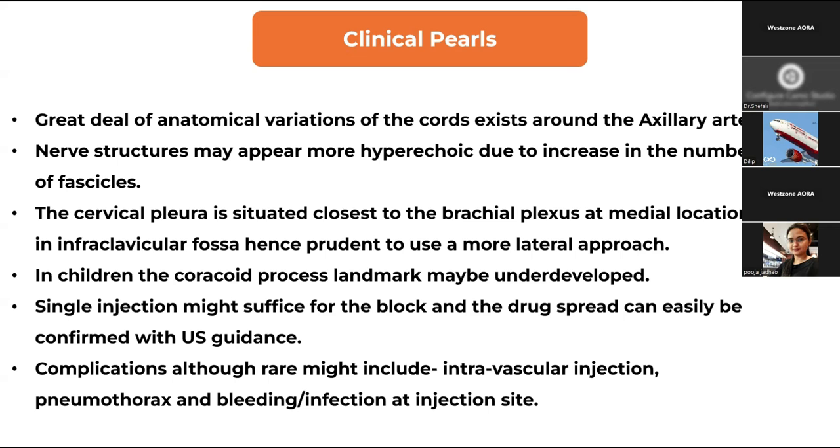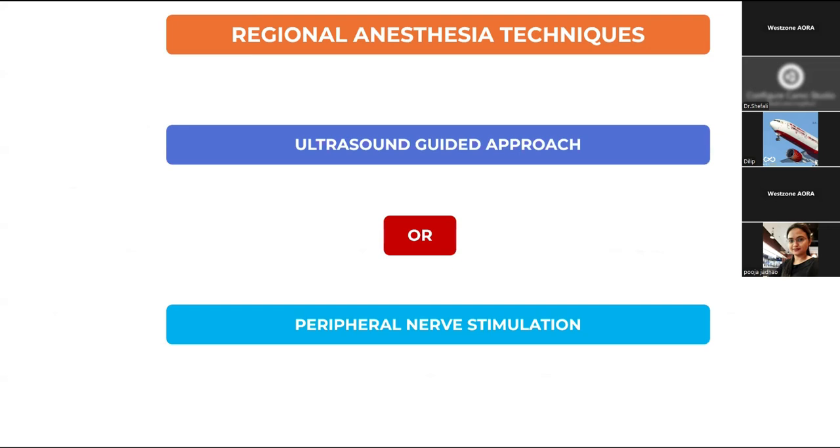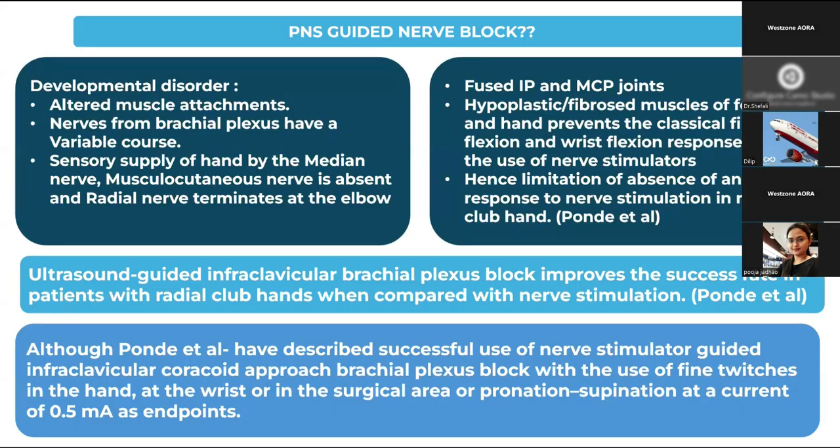Complications, although rare, include a risk of pneumothorax, especially from a medial injection, an intravascular injection, or bleeding at the injection site. Another thing to consider is why do we use an ultrasound guided approach in this case, and why not peripheral nerve stimulation? We can use PNS, but as you can see, it's a developmental disorder. The muscle attachments are altered, the nerve course is variable, the IP and MCP joints are fused, there is hypoplastic fibrosed muscles. So we actually might not even obtain the finger flexion, wrist flexion in response to a nerve stimulator.